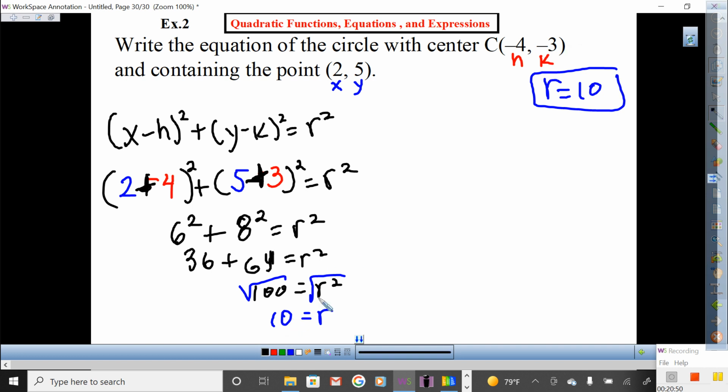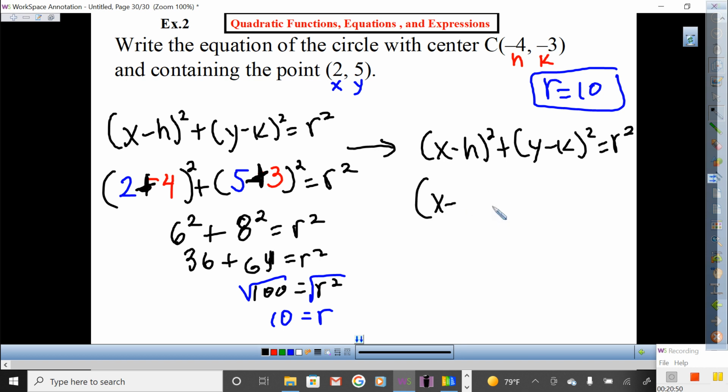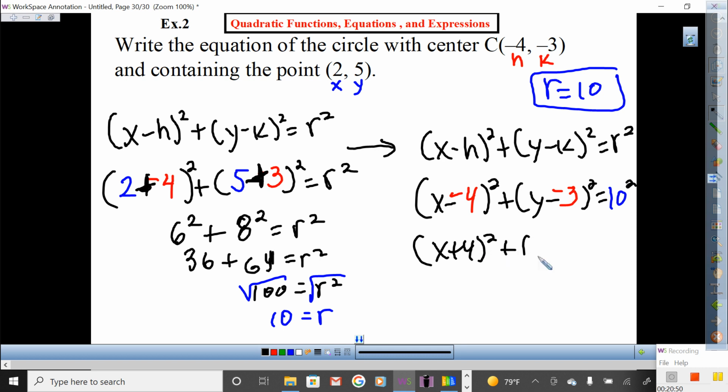Yes. So we write our standard form again. X minus h squared plus y minus k squared equals R squared. X minus, y minus, squared over here. So my R is 10. My h is -4. My k is -3. So if I simplify this, this is x plus 4 squared plus y plus 3 squared equals 100.